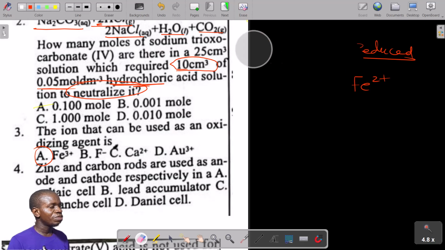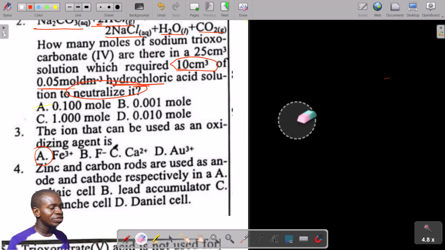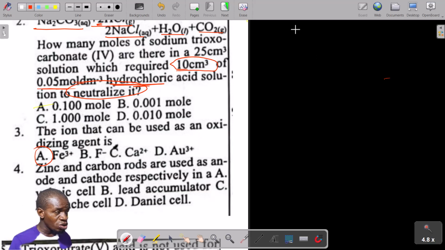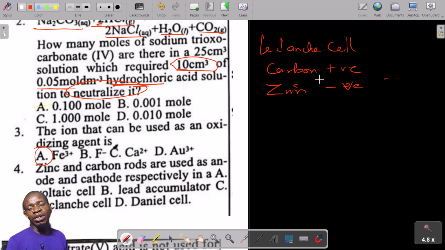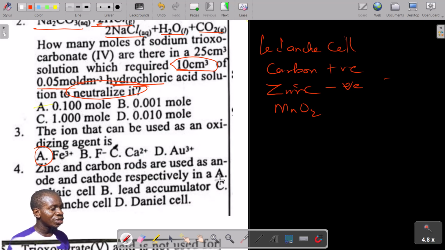Question number 4 says: zinc and carbon rods are used as an anode and cathode, respectively, in where? Where do we use zinc and carbon rod? If you may recall, it can only be used in what we call the Leclanche cell. That is where the carbon rod forms the positive electrode, whereas the zinc forms the negative electrode. Also remember that the Leclanche cell undergoes polarization, so we use manganese 4 oxide as the depolarizer to take away the hydrogen that is being liberated. So the correct answer is the Leclanche cell, which is option C.